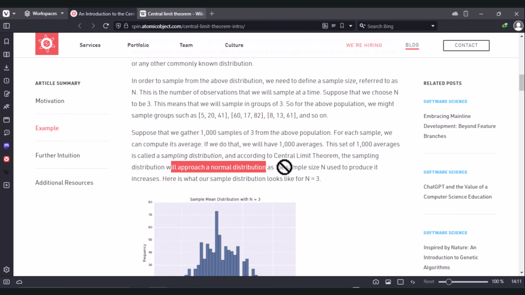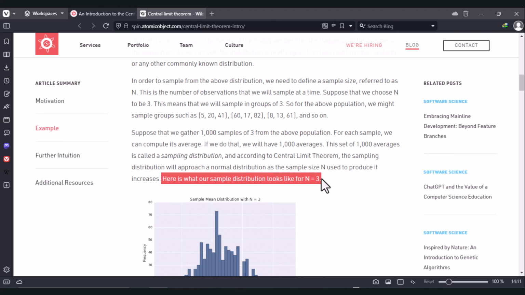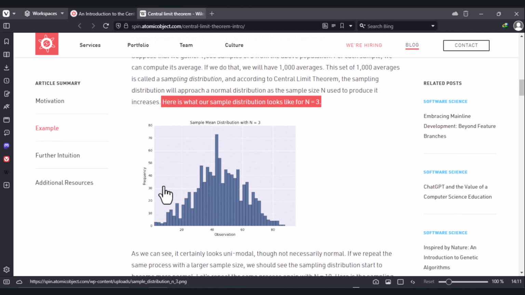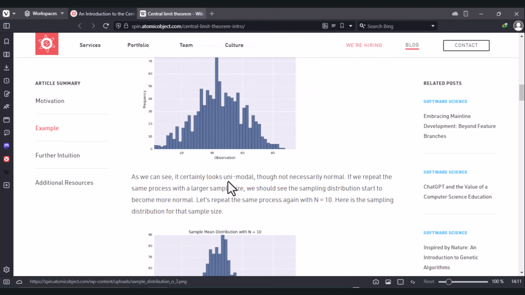This happens as the sample size n used to produce it increases. Here is what our sampling distribution looks like for n equal to 3. If you observe this distribution, it is fair enough, it looks like a normal distribution, right folks? As we can see, it is certainly looking unimodal, but it is not necessarily normal.